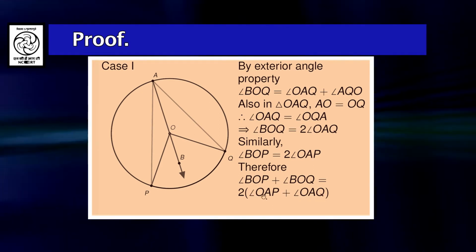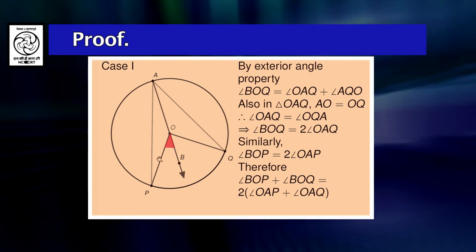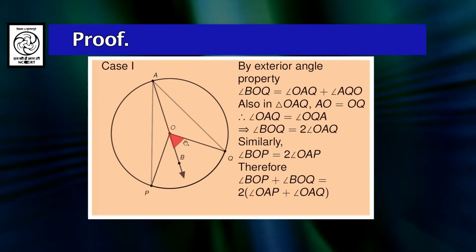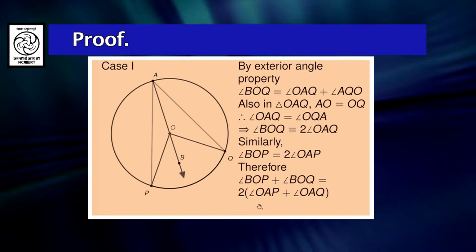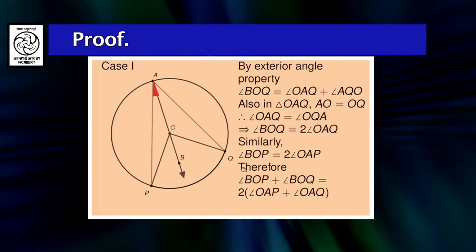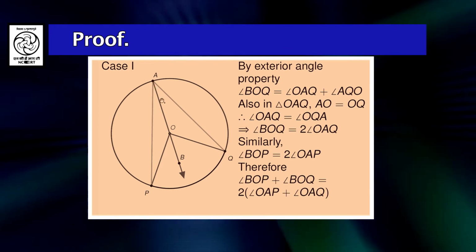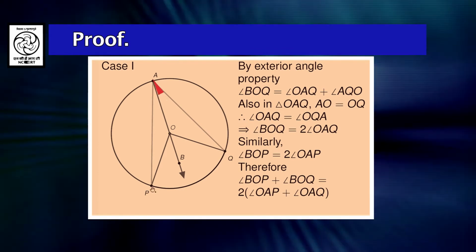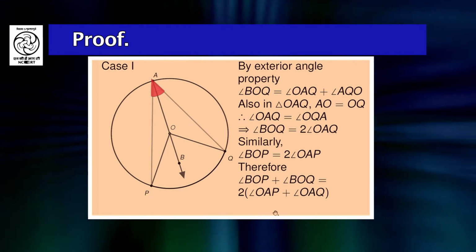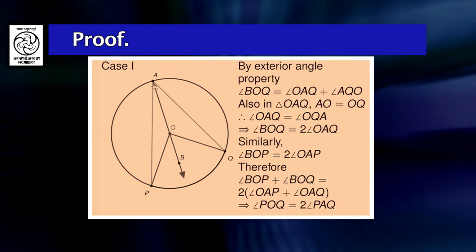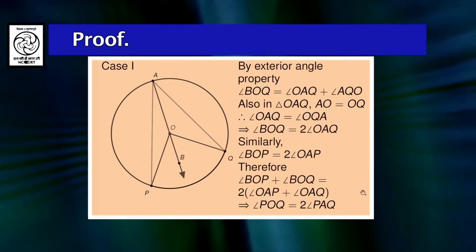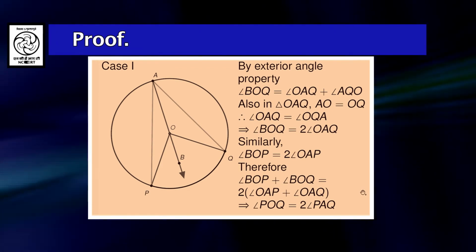Now, what is angle BOP plus BOQ? BOP is this angle, BOQ is this angle. So, adding them we get angle POQ. Similarly, adding angle OAP, that is this angle, and OAQ, we get angle PAQ. So, therefore, we have angle POQ is twice of angle PAQ. Hence, we have proved the result.